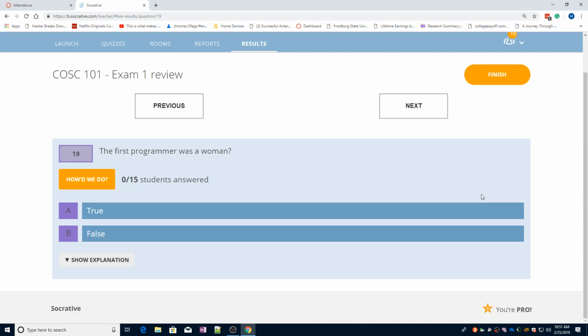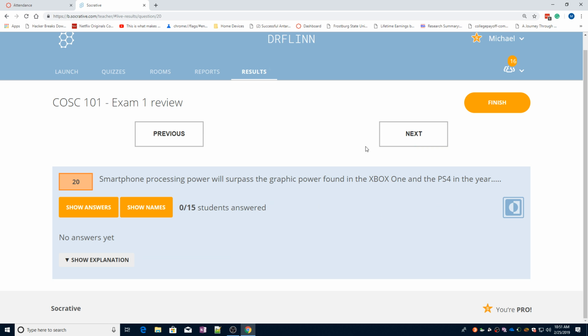The first programmer was a woman. 10 seconds. 5, 4, 3, 2, 1. Stop. You better bet she was. Ada Lovelace. Ada Lovelace has a whole programming language named after her. We're going to skip that one.